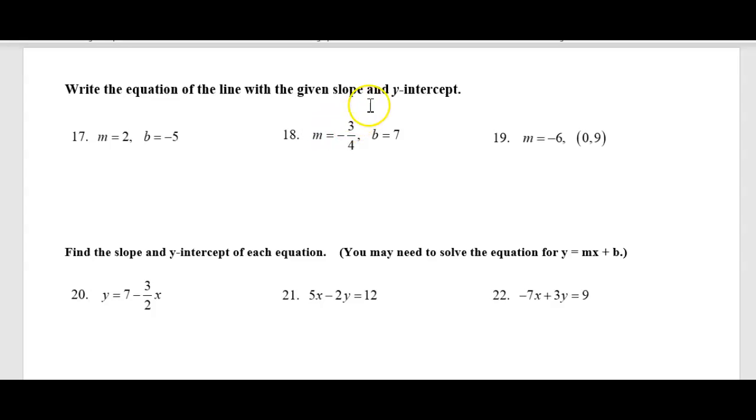Write the equation given the slope and the y-intercept. Okay, this 19 is a little tricky, but it still does tell you what the y-intercept is. I'll just pick the middle one. Y equals -3/4 x plus, because that b is positive, 7. Over here, this is negative.